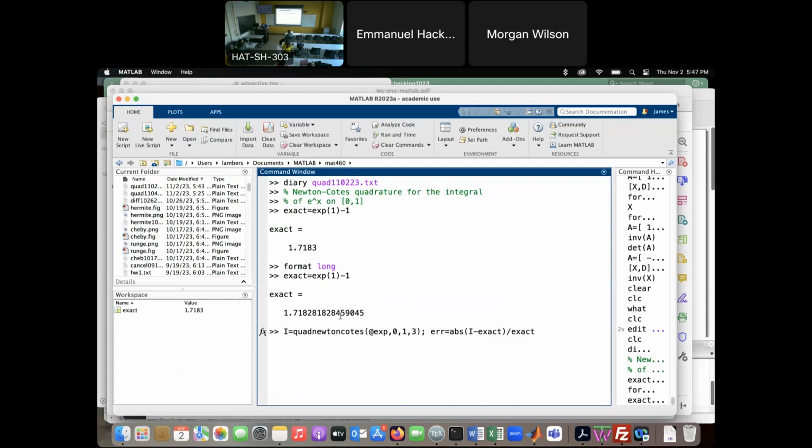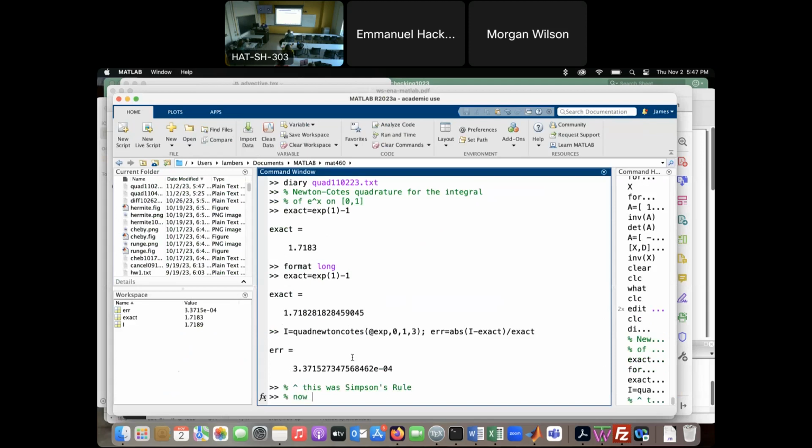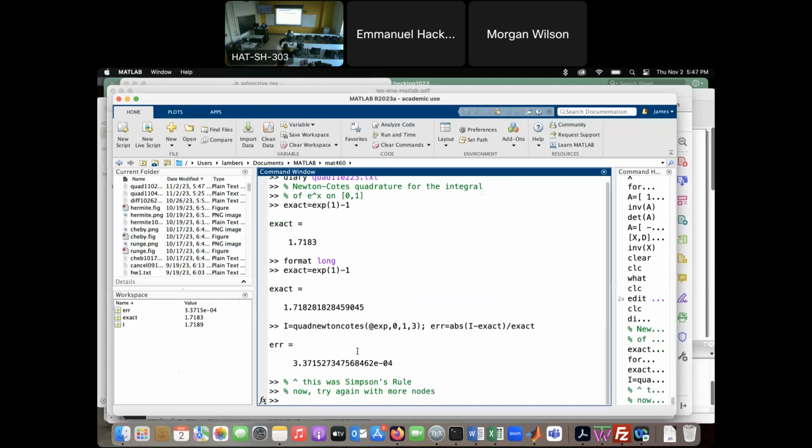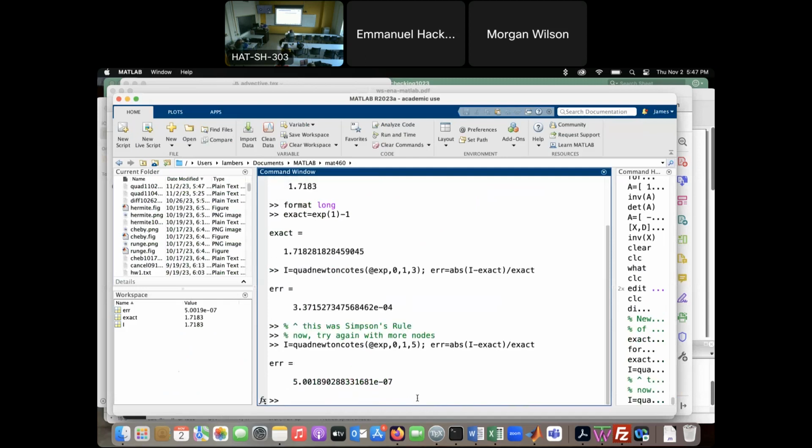Okay. All right, so this is Simpson's rule. All right, that's pretty good. So now I'm going to try again with more nodes, because you would think the more nodes you use, the more accurate it should be. Let's put that to the test. Let's say 5 nodes. Okay, it is more accurate. Fine.